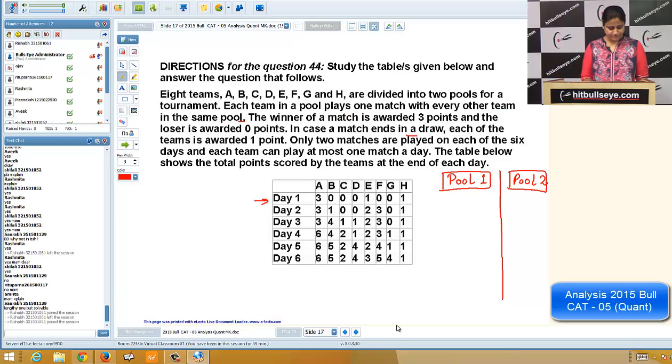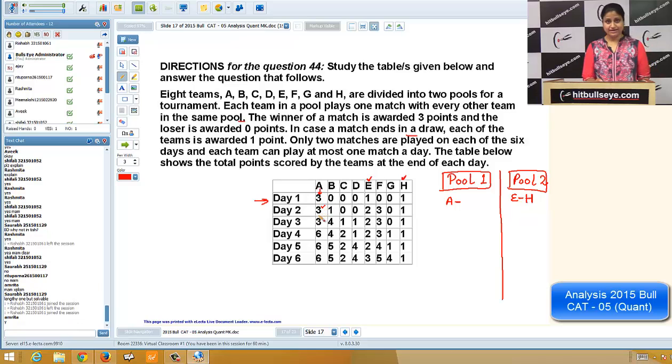So, I am taking day 1. On day 1, A is getting 3 points. It means A is the winner. E and H are getting 1 point. It means there is a draw. And on day 1, there were only 2 matches. It means A was playing a match with some other team, which we don't know, and E and H are playing a match between themselves. It means E and H belong to the same pool. Is it okay, Amrita?